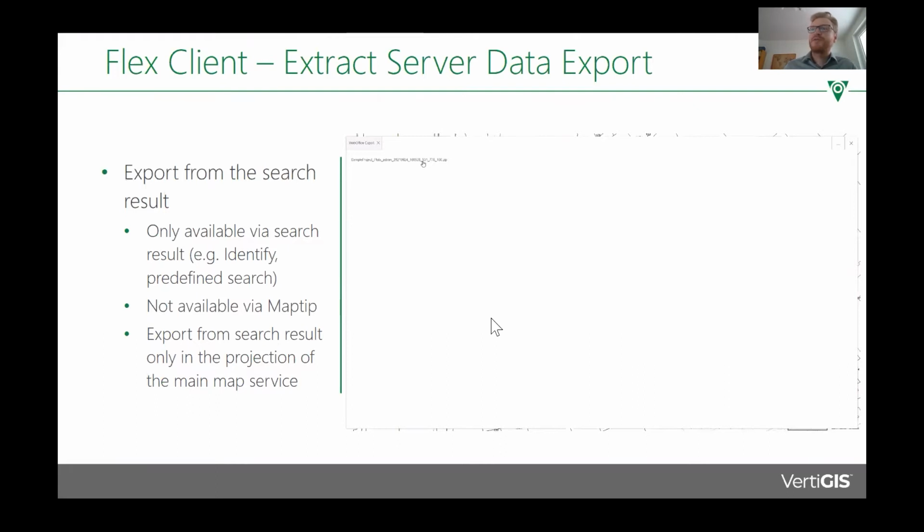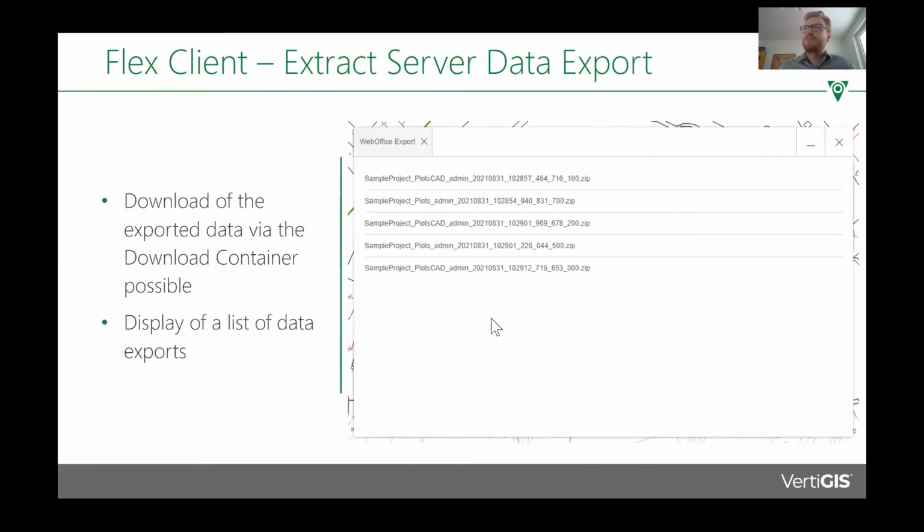Just some comments on that. Those functionalities are on the search result, not on the map tip. So you can use it from a query or from the identify tool. And in this case, we are exporting them right away in the projection, in the CRS we are using in the map display at that specific moment. But very nice integration into a specific workflow.